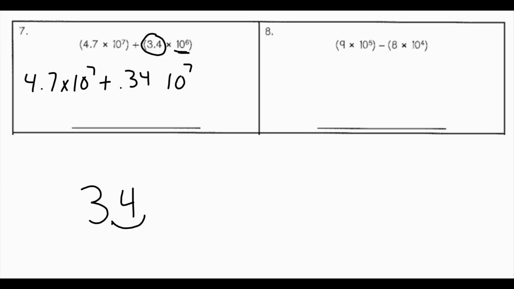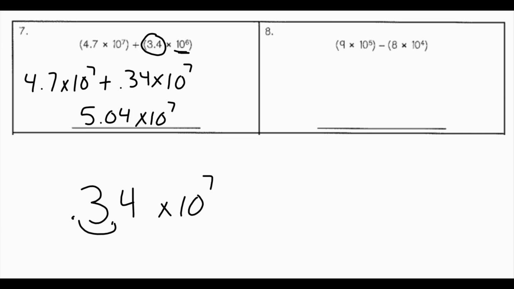So my 6 would actually go to 5. So in reality, when I go to the left, that's making my number smaller and going away from the number that it actually should be, making my exponent change from a 6 to a 7. So that's why I'm making it smaller in this case and not bigger. So my new number will be 0.34 times 10 to the 7th. So I'm going to add 4.7 and 0.34, which would give me 5.04 times 10 to the 7th.